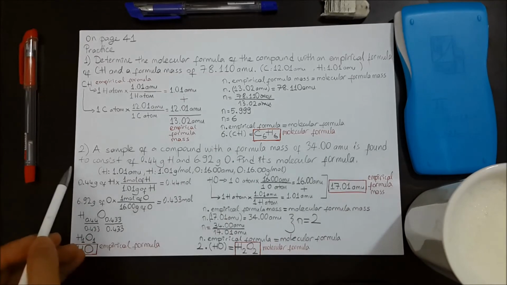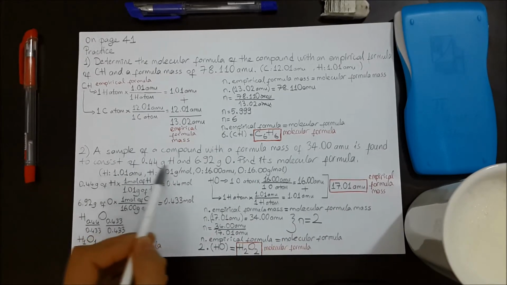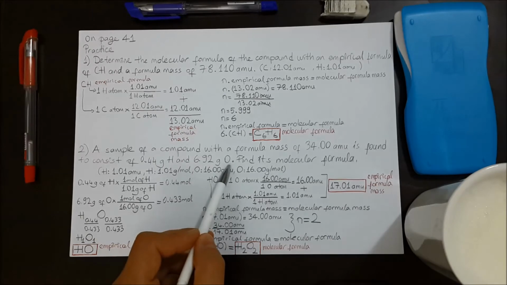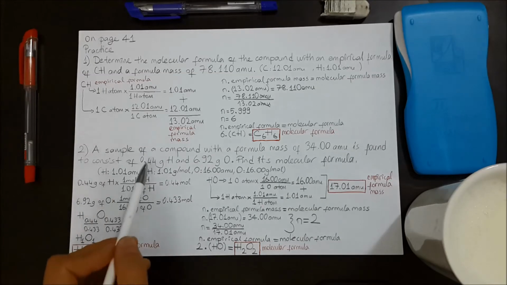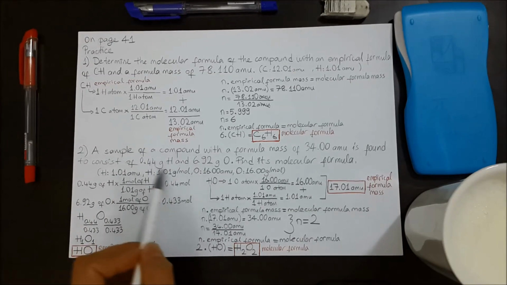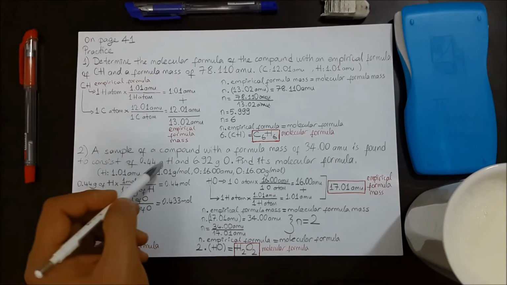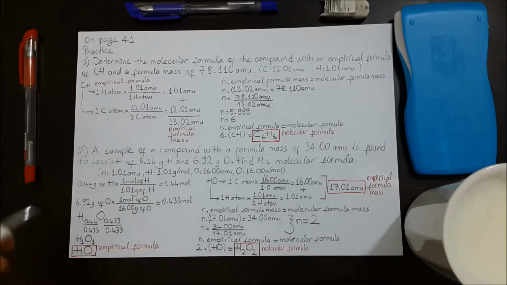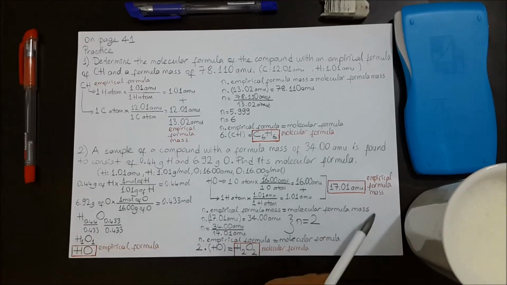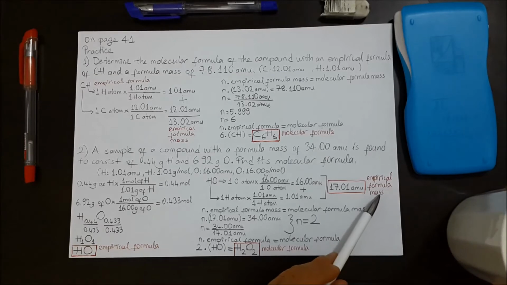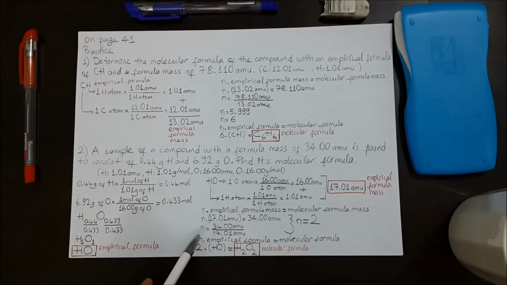Actually, the compound is found to consist of 0.44 grams of hydrogen and 6.92 grams of oxygen. Look, the mass compositions of hydrogen and oxygen are given. I'm going to convert them into moles. After converting them into moles, I'm going to write them as subscripts for each element to find my empirical formula. After finding the empirical formula, I'm going to calculate the empirical formula mass. After finding the empirical formula mass, I'm going to calculate the N value, and then we will find N. After finding N, I'm going to multiply it by the empirical formula to get the molecular formula.